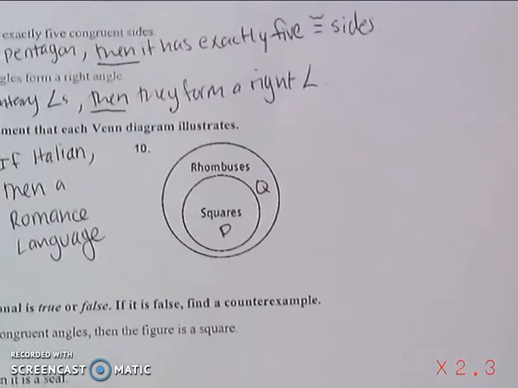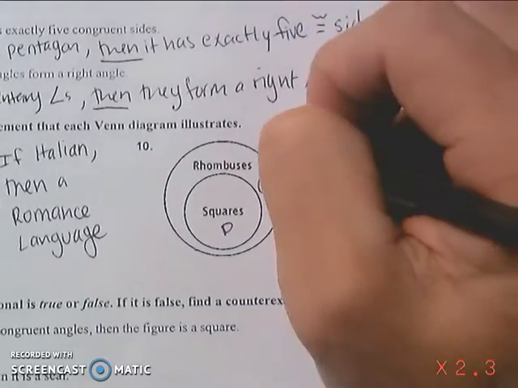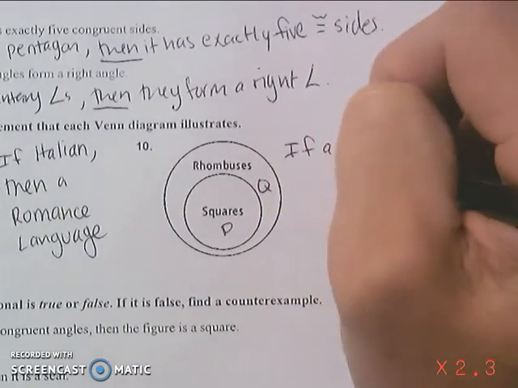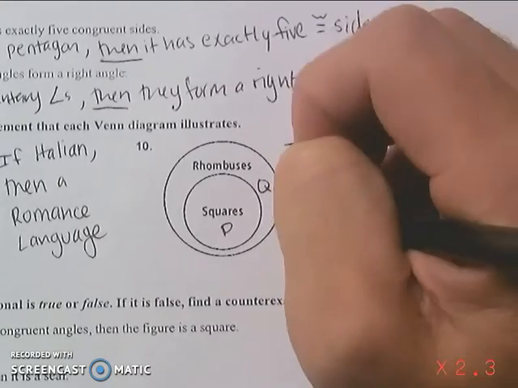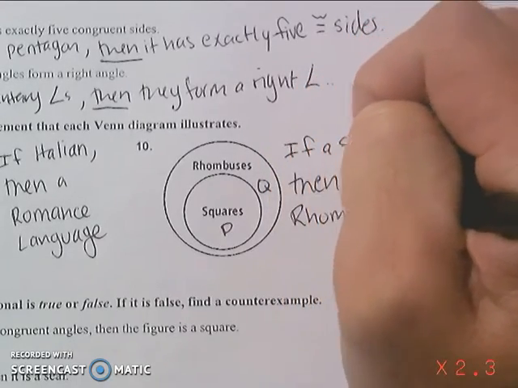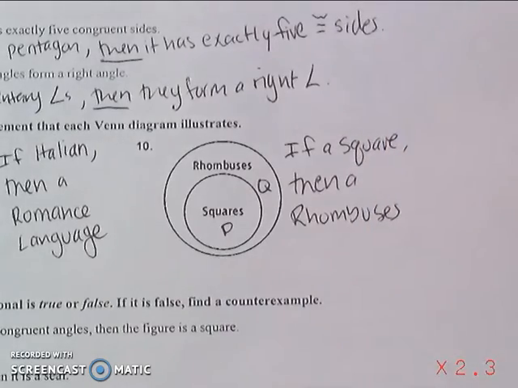Next, if a square, then a rhombus. Again, this is true. If you have a square, then it's a rhombus. It does not work the other way around.